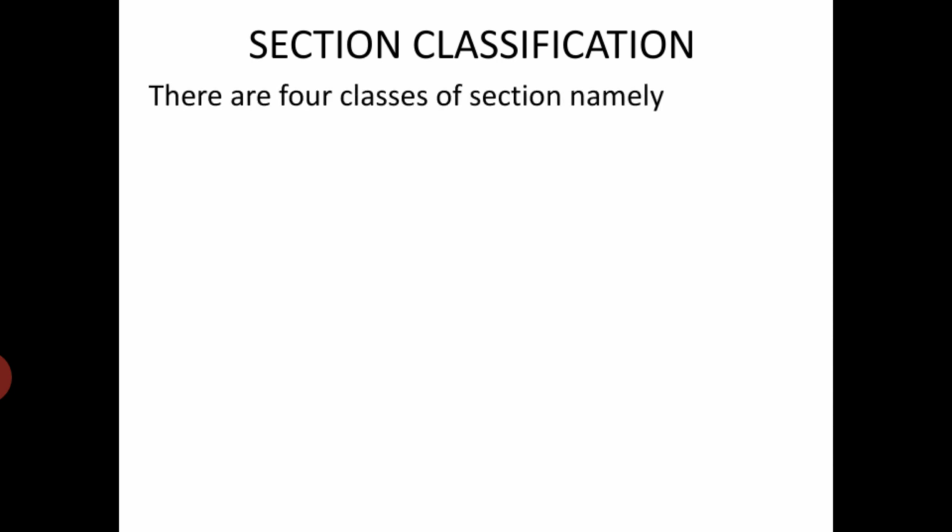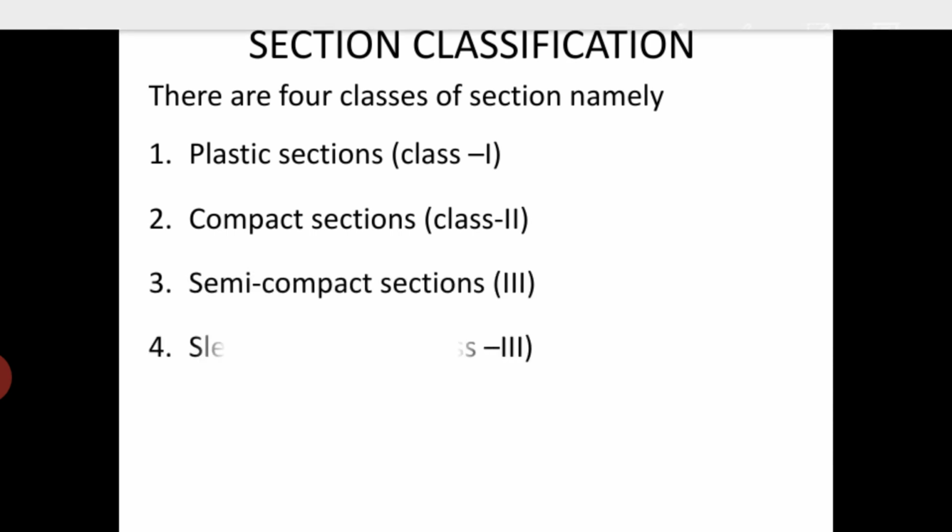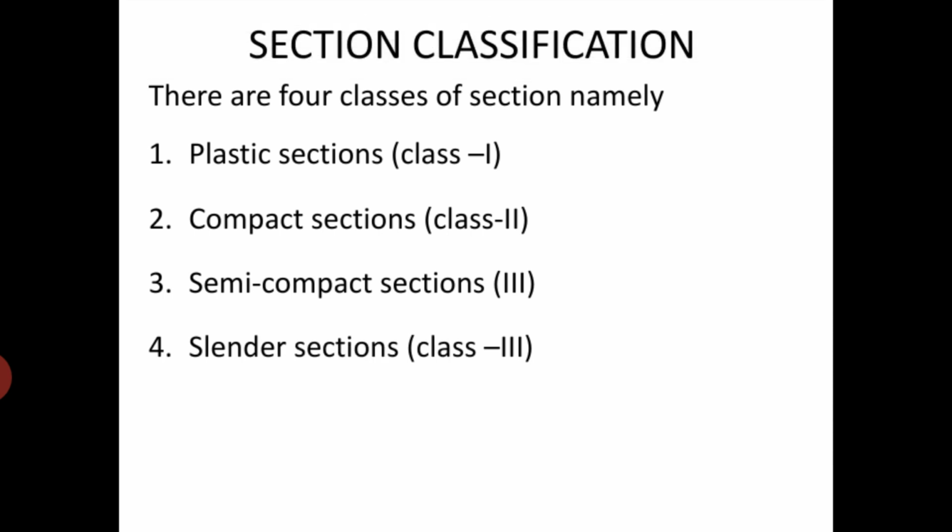There are four classes of sections, namely plastic sections, called class 1 sections. I will explain in detail what plastic sections are. Next, compact sections, called class 2 sections. Next, semi-compact sections, class 3 sections. And next, slender sections, class 4 sections. Please make a correction: class 1, class 2, class 3 and class 4 sections, that is slender sections.